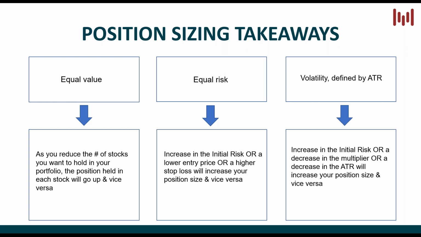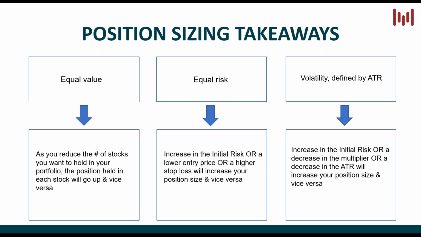It's very obvious that if you reduce the number of stocks that you want to hold in your portfolio, then the position held in each stock will go up automatically. If I have 50,000 worth of capital and I want to trade 10 stocks, then the amount I'm going to invest in each of those 10 trades is going to be 5,000. Now on day 2, if I get only 2 signals, and let's say I have another 50,000 of capital, then I'm going to invest 25,000 in each stock. So the amount that I invest in each of those 2 stocks will obviously be higher, 25,000 as opposed to 5,000 before. So that's very, very simple.